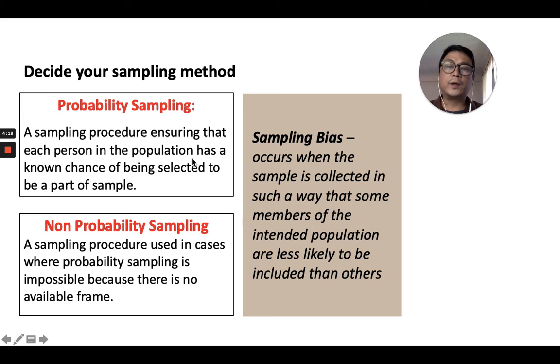Okay? Whether you're doing probability sampling or non-probability sampling, there will be some form of sampling bias. Sampling bias occurs when the sample is collected in a way that some members of the intended population are less likely to be included than others. For example, if you do an online survey, one specific form of sampling bias will occur because some people do not have access to the internet. Therefore, they will not have any chance of being selected for your sample.